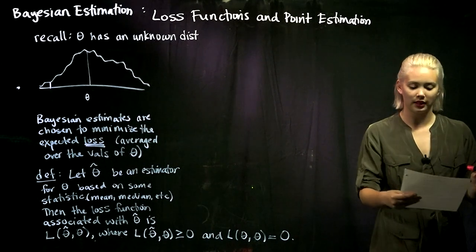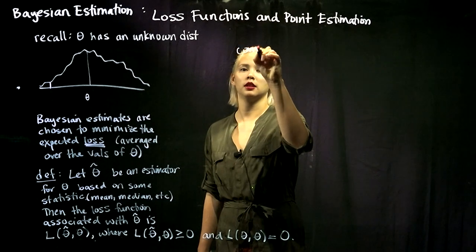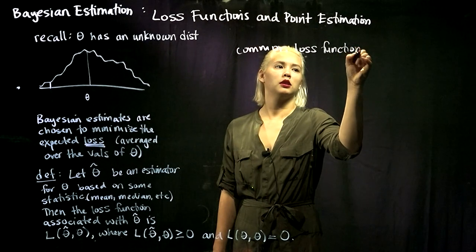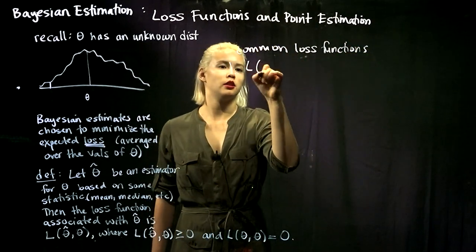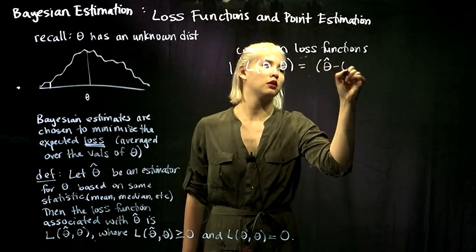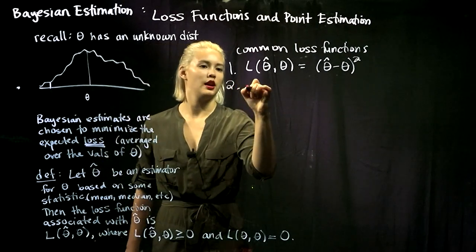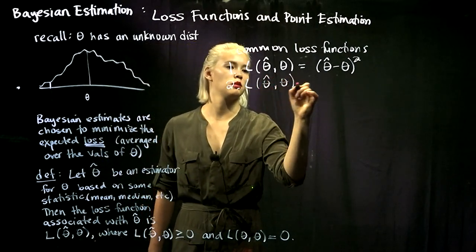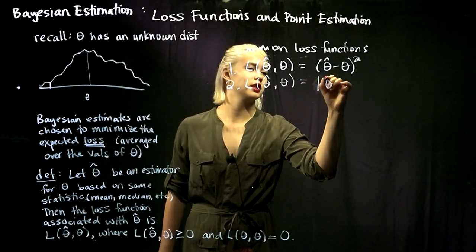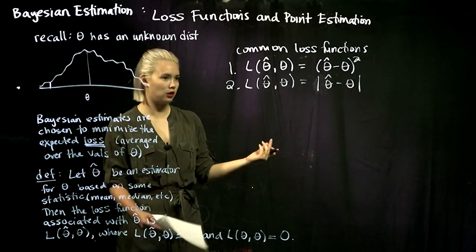So let's think about what that would mean. First, let's think about some common loss functions. One is theta hat minus theta squared. And another one is the absolute value, the distance between theta hat and theta. All right, so those are a couple loss functions.